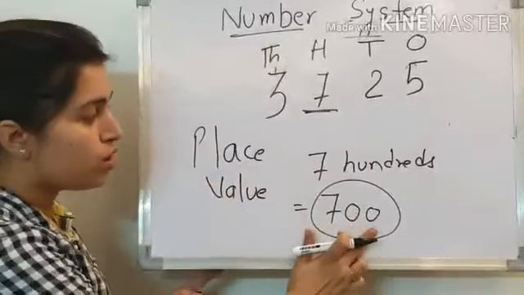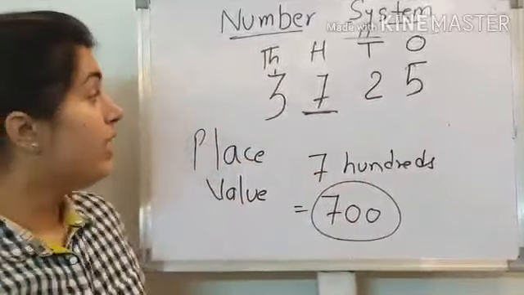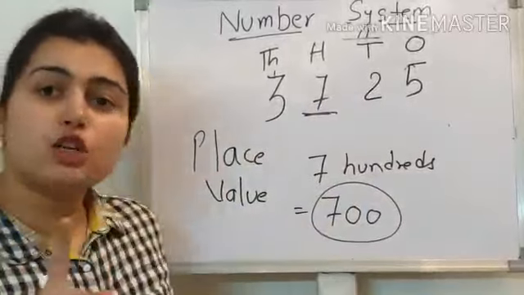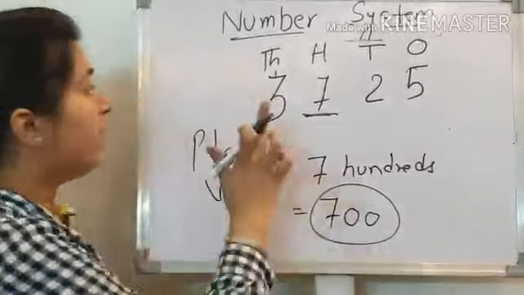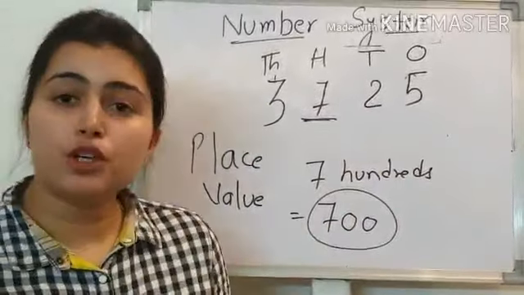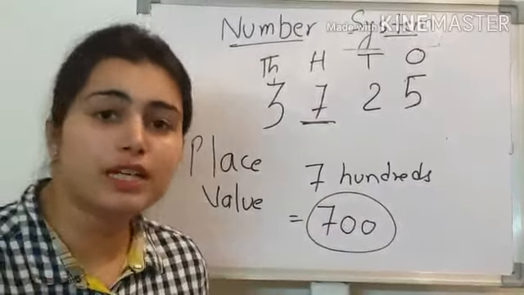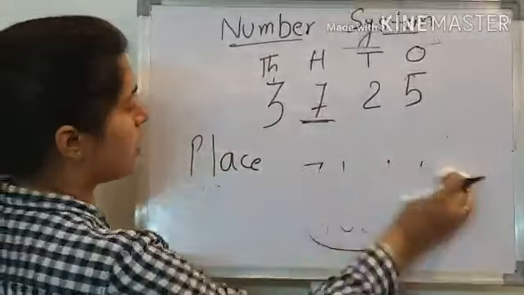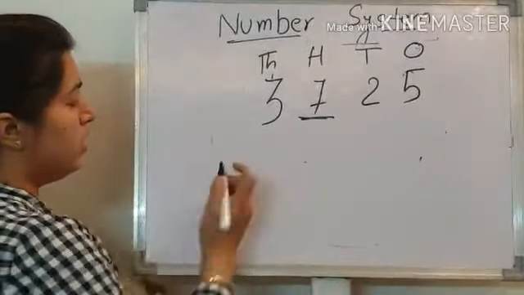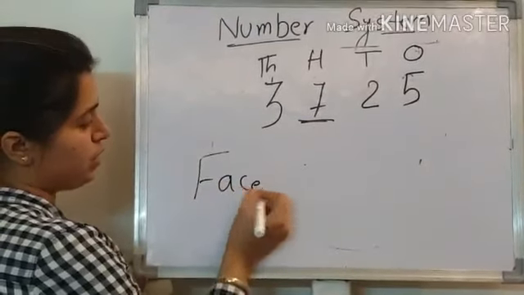Like we put 2 0 in 100, same, if the tens come, how many 0 do we put? 1 0. If 1000 comes, how many 0 do we put? 3 0. Okay students? Now the place value is done. The second one is face value.